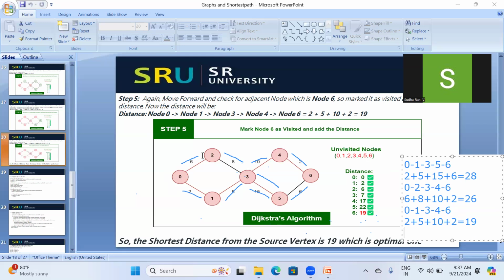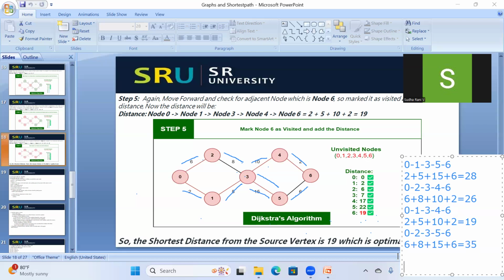And we can also check another possibility, that is 0 to 2, 2 to 3, 3 to 5, 5 to 6. So what is the value we got? 0 to 2 is 6, plus 8, 3 to 5 is 15, plus 5 to 6 is 6. This is getting still more value: 6, 14, 29, 35 we got.